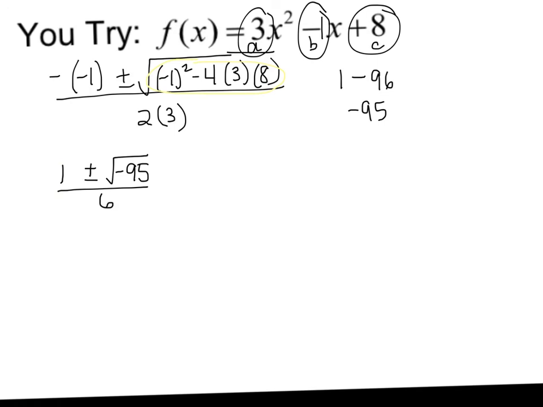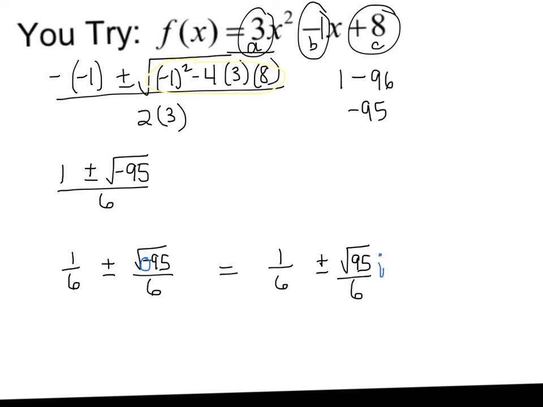If you got the next one down to this step, all we need to do is separate them. So we have 1 over 6, we can't reduce that, plus or minus the square root of negative 95 over 6. So let's simplify that as much as we can. We can try to factor tree the 95, but we're not going to get any pairs, so all we need to do is deal with that negative sign. So the final answer here will be 1/6 plus or minus the square root of 95 over 6 with an i next to it.